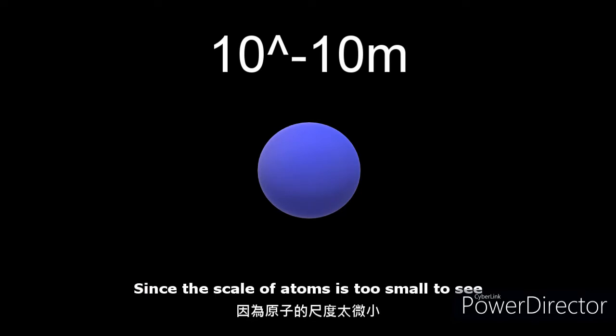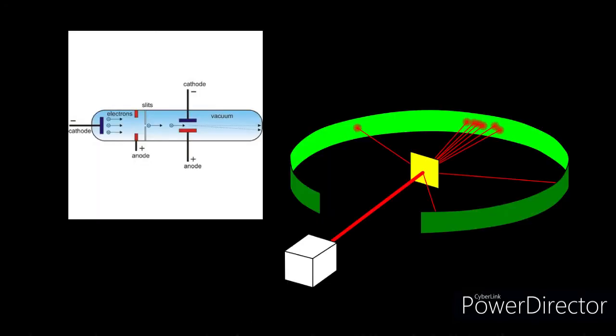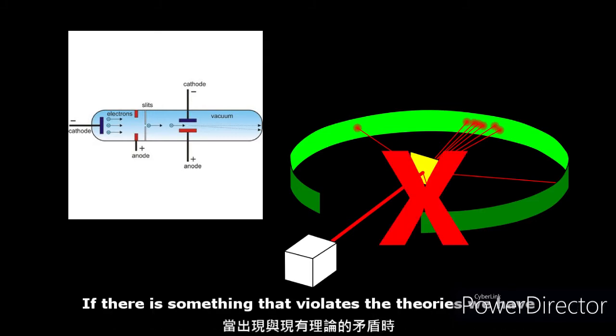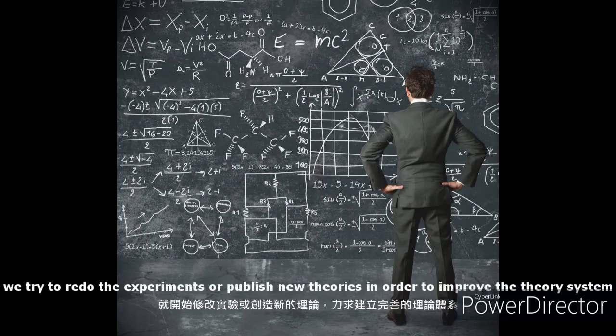Since the scale of atoms is too small to see, we have to observe experimental phenomena and explain them with the theories we have. If there is something that violates the theories we have, we try to redo the experiments or publish new theories in order to improve the theory system.